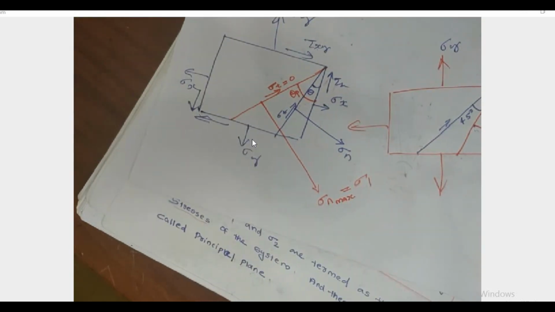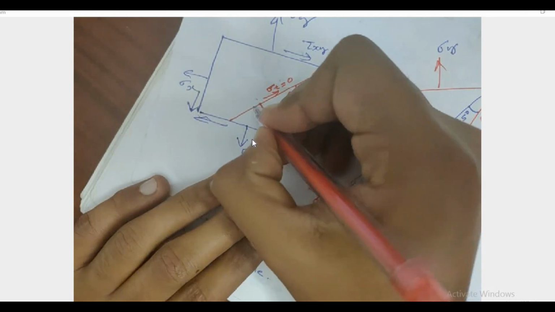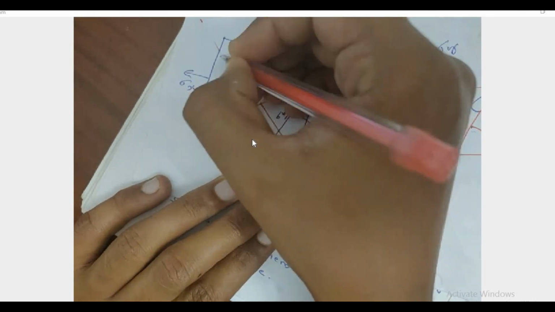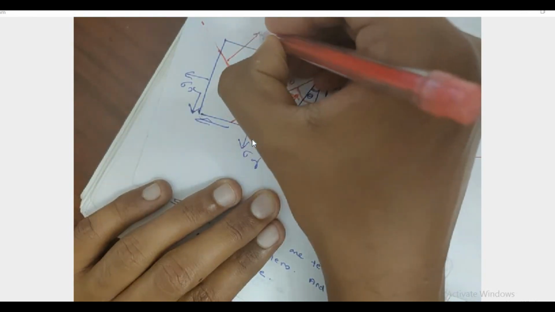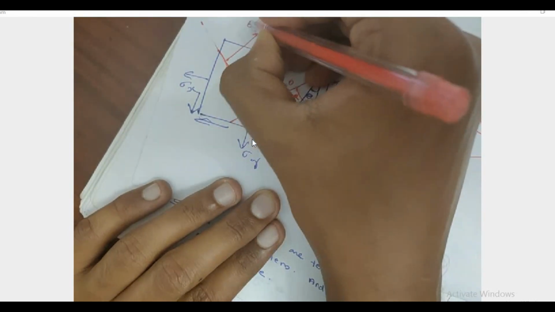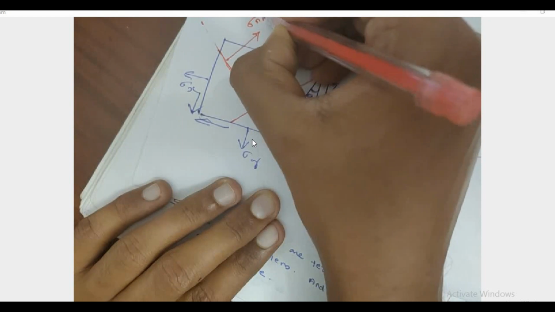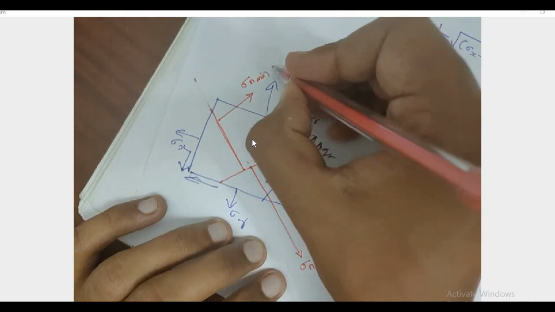So this is the major principal plane. Similarly, we have another principal plane that is called the minor principal plane. This is the minor principal plane, where sigma n is minimum. Normal stress acting is minimum. Sigma n minimum, or sigma 2.